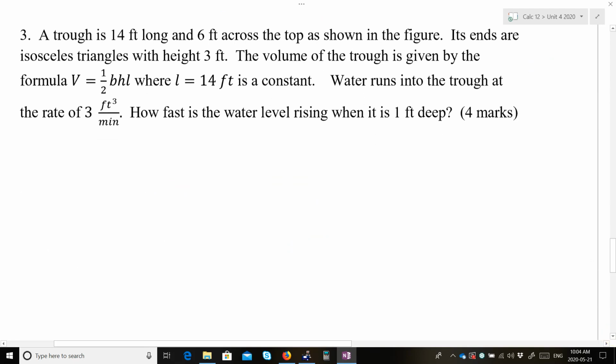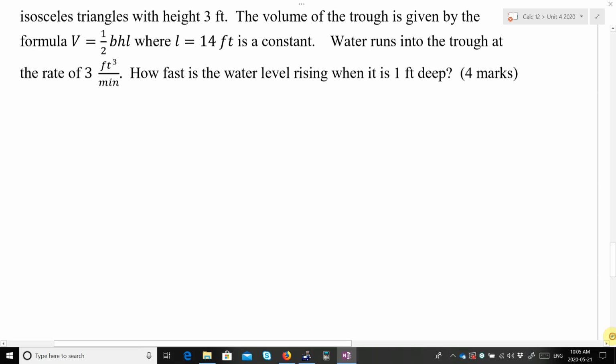Okay, number 3 says, a trough is 14 feet long and 6 feet across the top as shown in the figure. Its ends are isosceles triangles with height 3 feet. The volume of the trough is given by the formula volume equals a half times the base times the height times the length, where L equals 14 feet is a constant. Water runs into the trough at the rate of 3 cubic feet per minute. How fast is the water level rising when it is 1 foot deep?